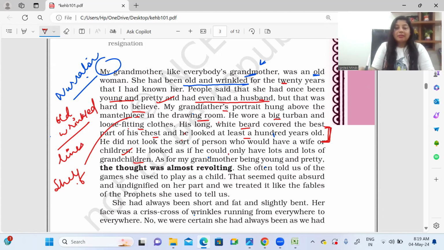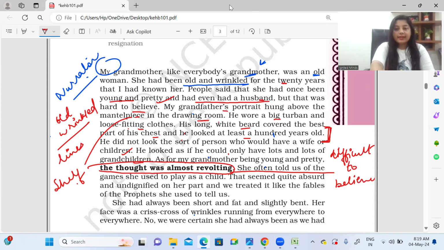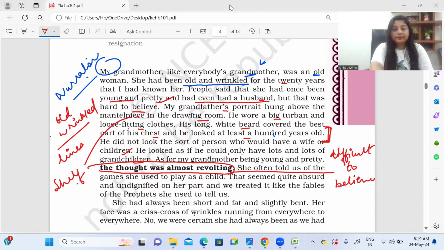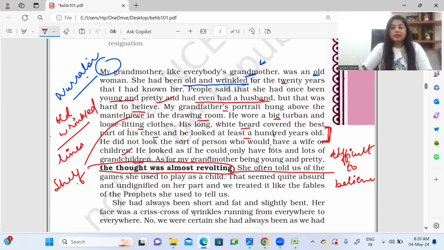As for my grandmother being young and pretty, the thought was almost revolting. Now, see here, first of all, you need to understand the meaning of this phrase. The meaning of this phrase is difficult to believe something. So the narrator is saying here that it was quite difficult to believe.